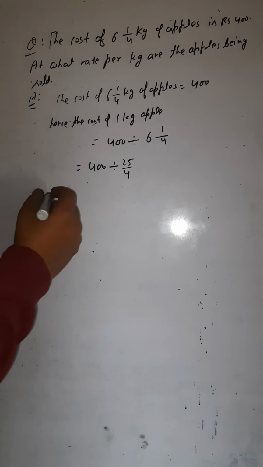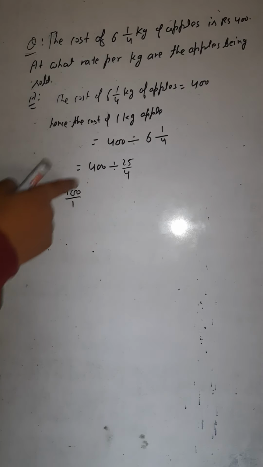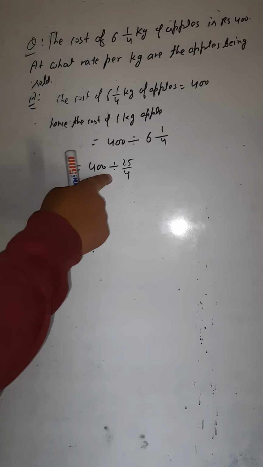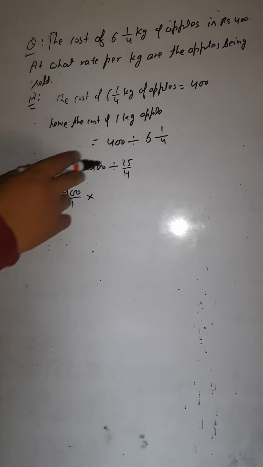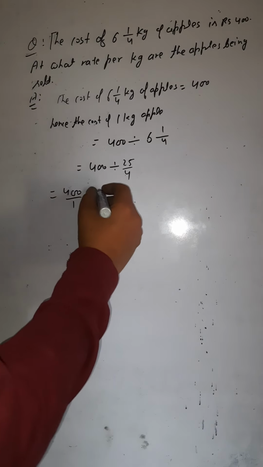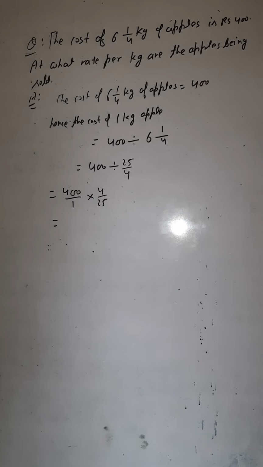Okay. Now one thing I can write here. This 400 can be written as 400 by 1, because it's a whole number. And the division can be changed into multiplication. If I am changing it into multiplication, I would reverse the given fraction. I would write it as 4 by 25. I would write the reciprocal of this. Okay. Now if you can cut, I think 4 and 25 you can cut.